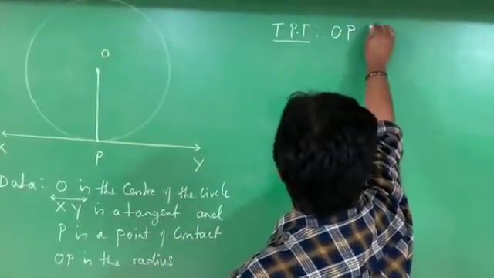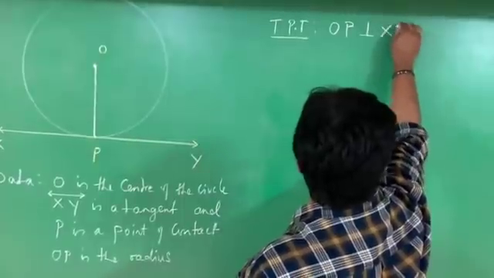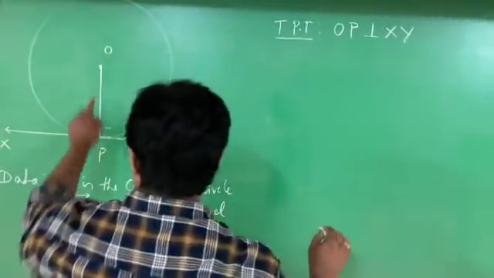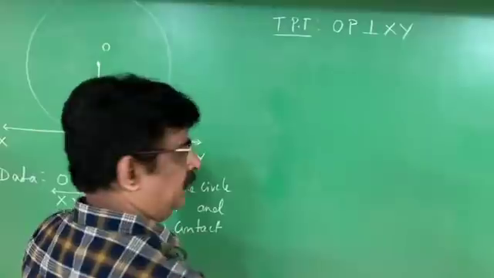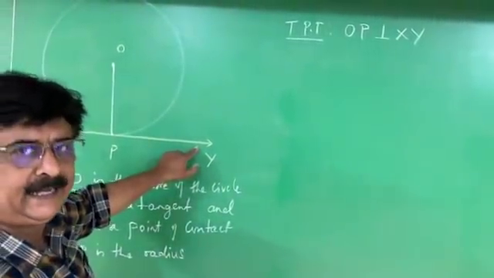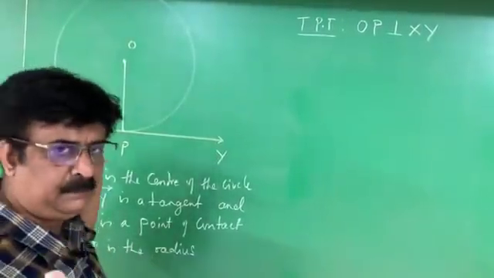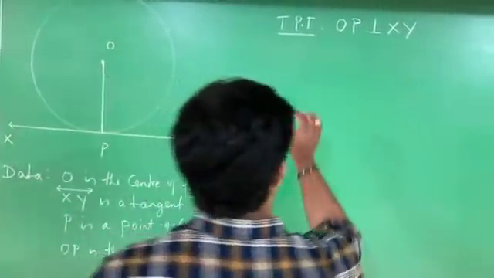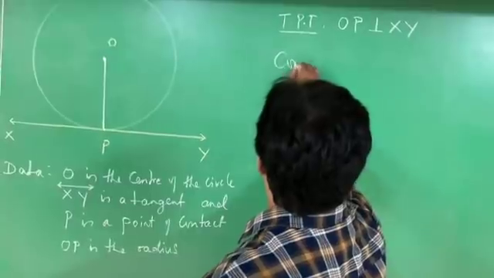I wanted to prove that OP is perpendicular to XY, or angle OPY is equal to 90 degrees. That I have to prove. Simple, right? Now, to prove this one, there is a construction.